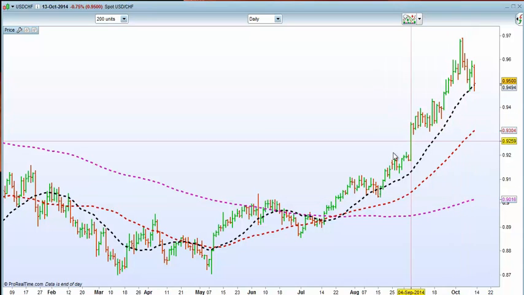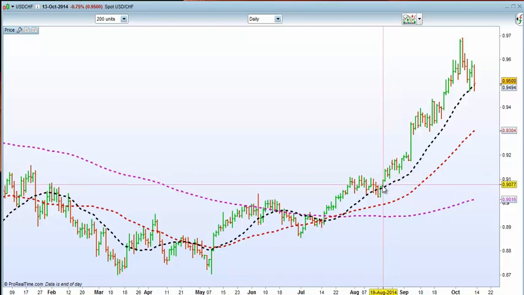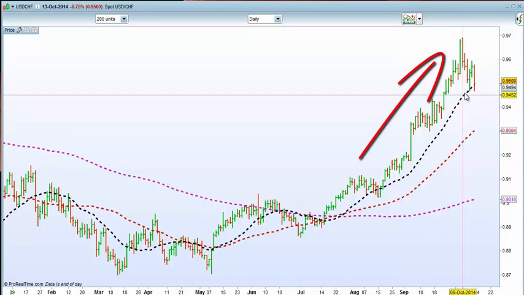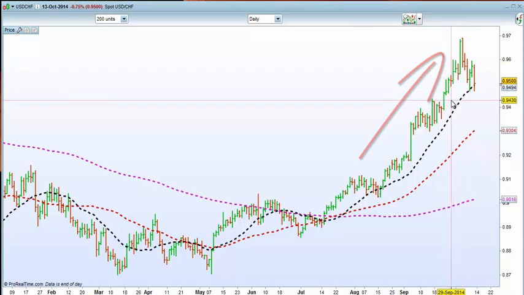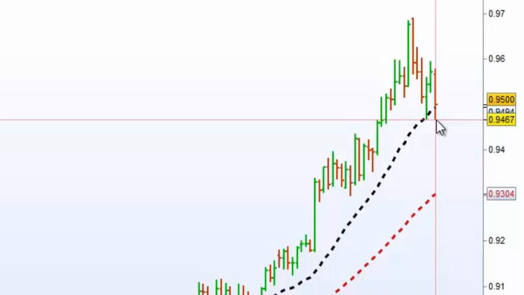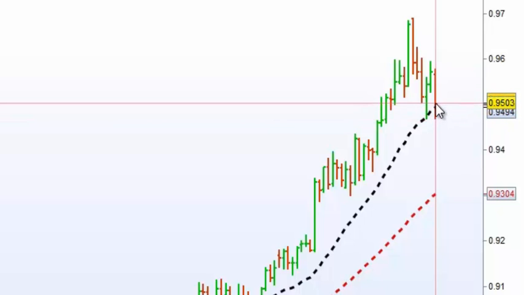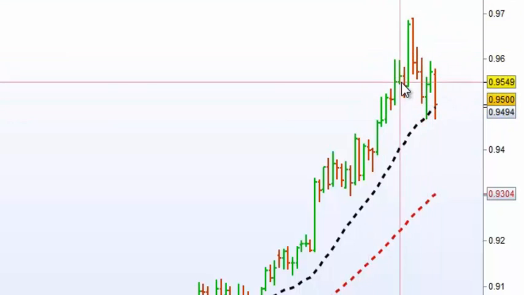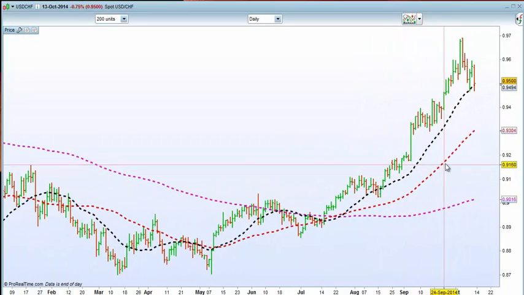So to define the short-term trend, you want to see price close and trade above the 20-day moving average. So we can see here that currently Swiss is above the 20-day moving average. So we would say that the short-term trend is upwards. Now notice here we did break below it, but we closed above it, so the trend is still intact to the upside. Same thing with the 50 and the 200-day moving average.